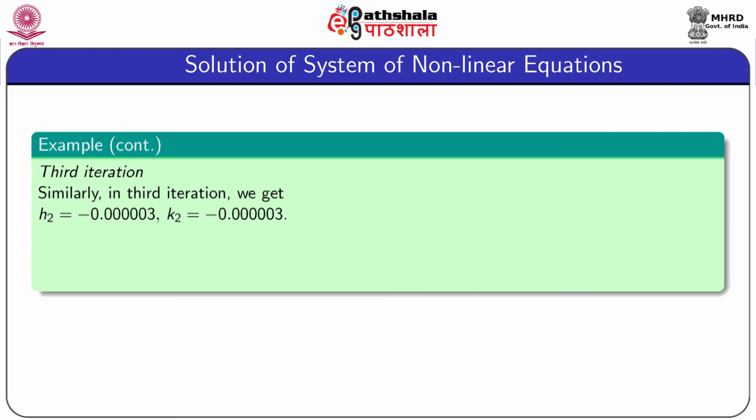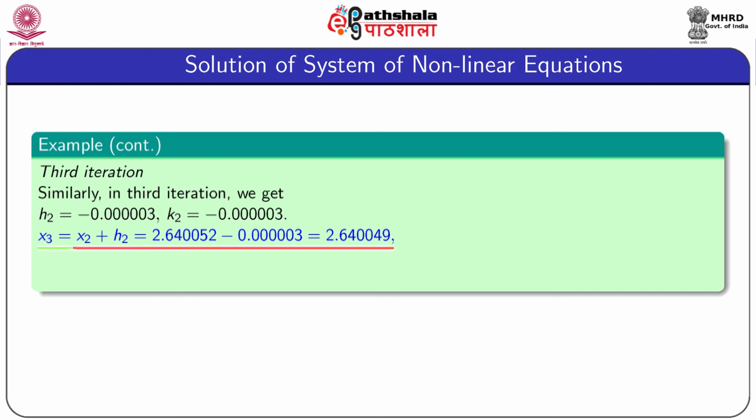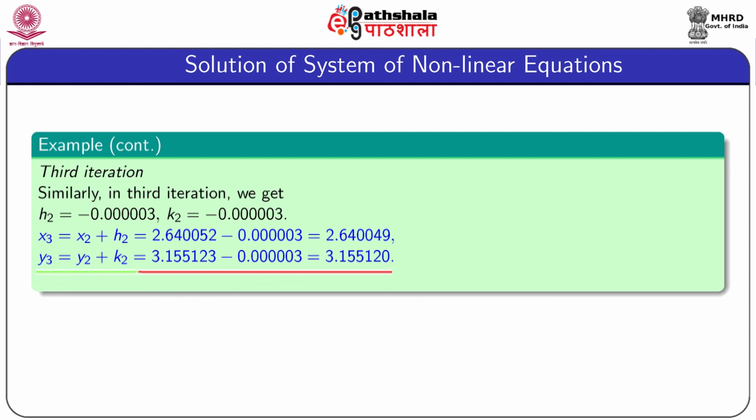In the third iteration, we get the value of h2 = −0.000003 and k2 = −0.000003. Note that h and k, particularly h2 and k2, represent the error occurring in the successive iterations. So, note that the magnitude of the error in h or in k is very small and correct up to 5 decimal places. Therefore, the third approximate value x3 = 2.640049, and the value of y3 = 3.155120.